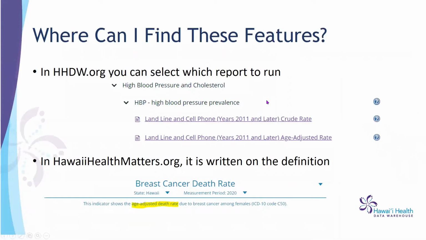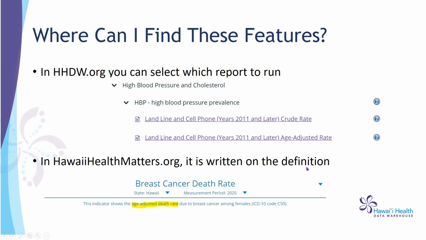So where can I find these features? In hhgw.org, when you select run a report, you'll be able to see whether you can do it by crude rate or age-adjusted rate. Not everything is available by age-adjusted rate, especially if you're already dealing with a subset of the population, say people 50 or older, then we don't age-adjust those. But if it's asked of people 18 all the way to 75, you can do it by both.